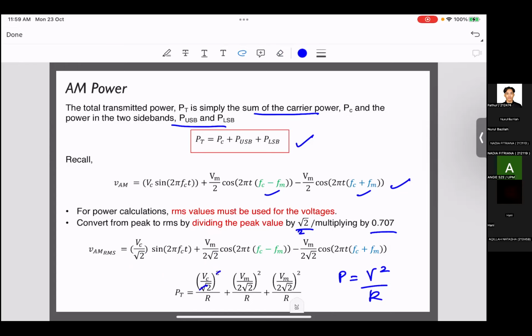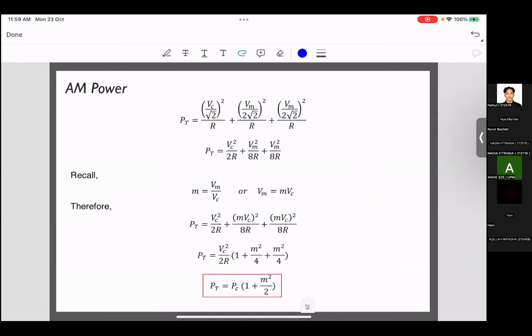The square root gets rid of the square, and you bring down the 2. This becomes 4, and 4 times 2 is going to be 8. The same case over here: 2 to the power of 2 is 4, getting rid of the square root, so 4 times 2, I will have 8. So now my equation becomes VC squared over 2R plus VM squared over 8R plus VM squared over 8R.